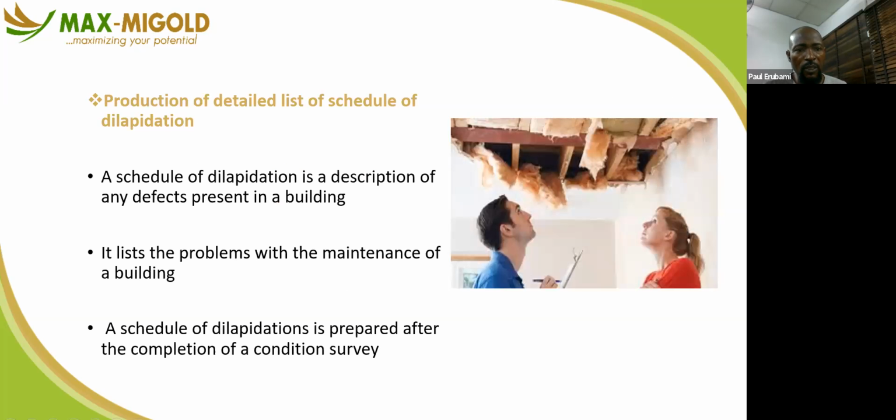Then two, production of a detailed list of schedule of dilapidation. I've given us a definition of schedule of dilapidation initially as part of the terminology before we started the training. A schedule of dilapidation is a description of any defect present in a building.